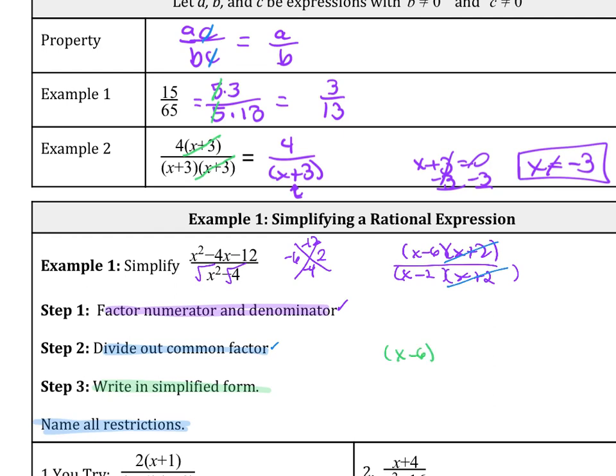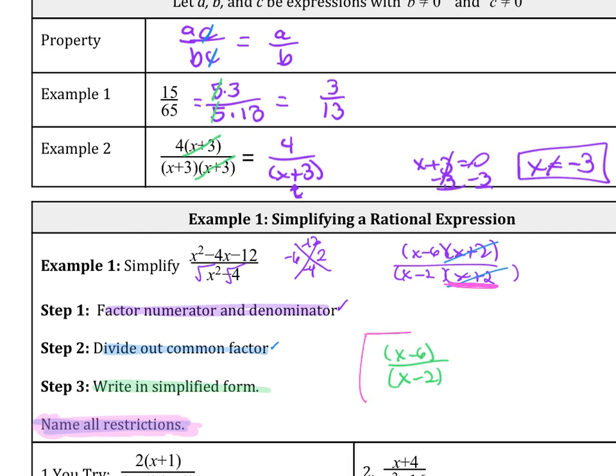So that's x minus 6 over x minus 2. Now we need to name all of our restrictions, so what we cannot have. Now in Big Ideas, it's very particular. On the homework online, it only wants you to list which ones disappear. So for example, this x plus 2 disappeared.